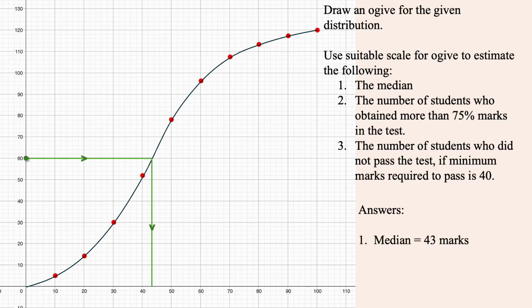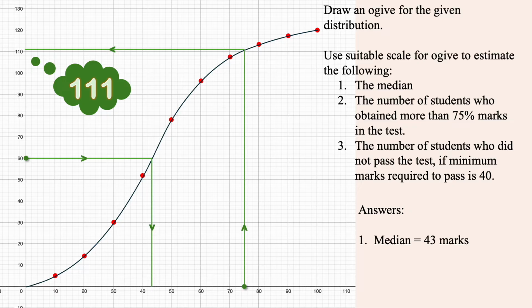Second sub question, the number of students who obtain more than 75% marks. So the test was of 100 marks, so 75% means 75 marks. Since we have taken marks on x-axis, we have to begin with a point 75 on x-axis. From there, we go straight up to the ogive, and then we go left to the y-axis. So from the scale, the point corresponding to this horizontal line on y-axis is 111.